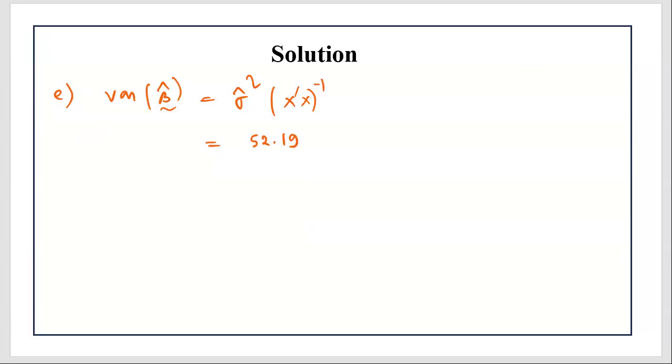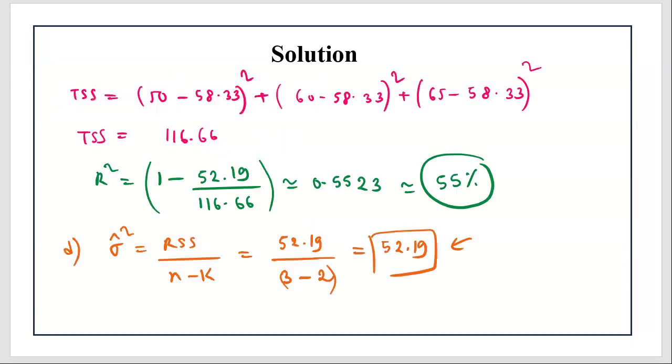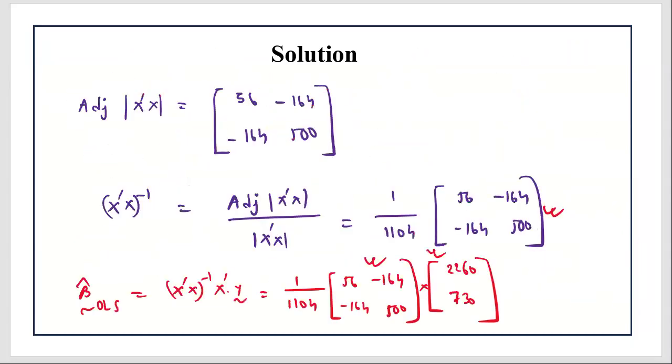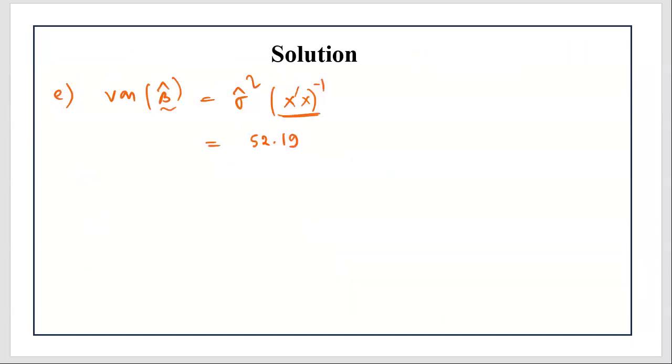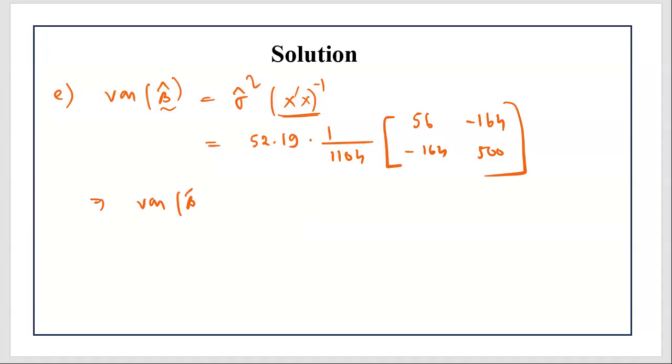And from the previous calculations, we have this expression also. What is X prime X inverse? If you remember, while estimating, we have found out this. X prime X inverse is simply this. So we can replace 1104 and then you have 56, minus 164, minus 164, 500. Now simply if you calculate, this will come out to be 2.647.